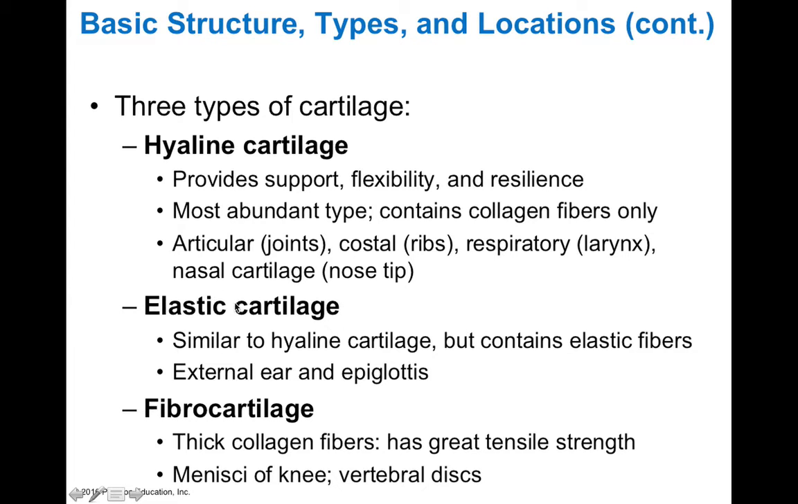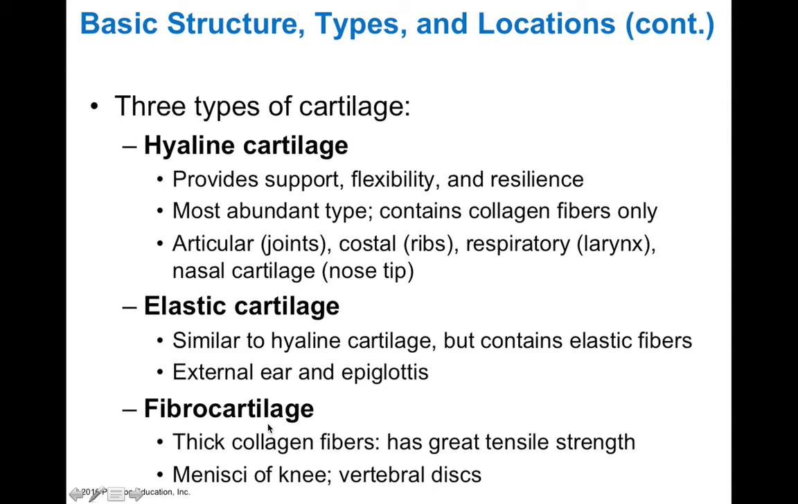Now, elastic cartilage is similar to hyaline cartilage but contains lots of elastic fibers and therefore has more elastic characteristics. You find that elastic cartilage is located in the external ear and the epiglottis. And the epiglottis is essentially a structure that prevents you from inhaling the food that you're swallowing. By being elastic, it can recoil back to a resting shape. That way you can breathe after swallowing.